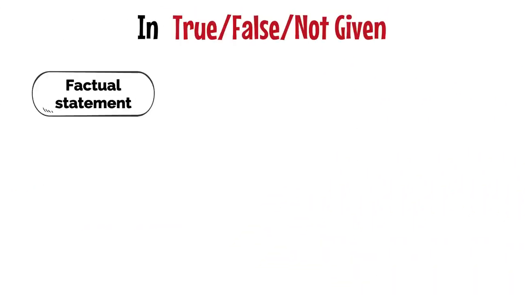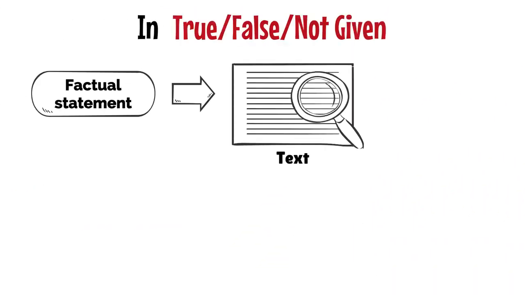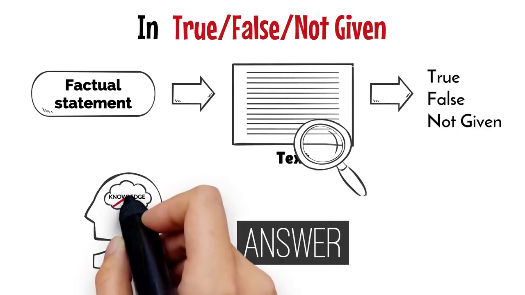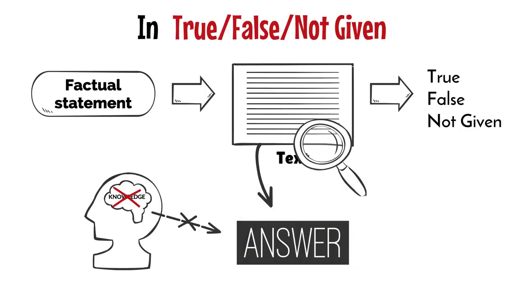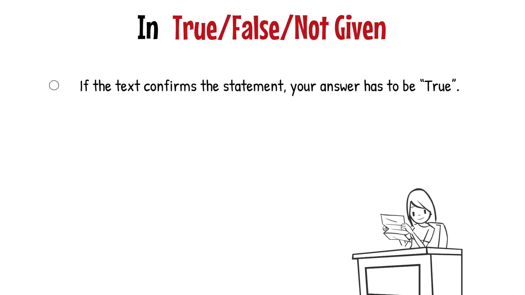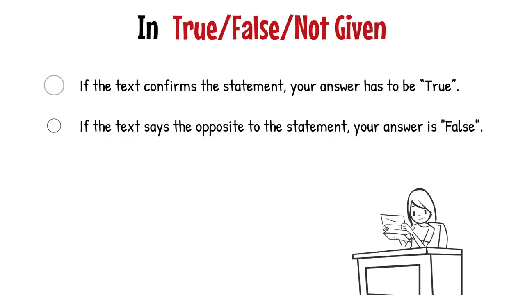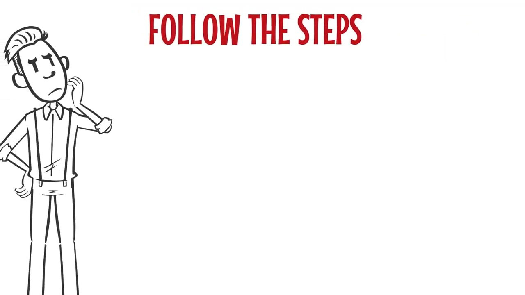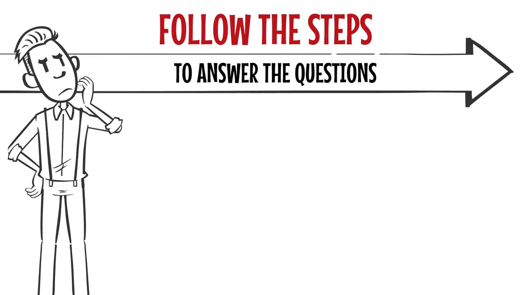In true, false, not given, you're given factual statements and you have to check in the text if it's true, false or not given. It is important not to use your own knowledge to answer the questions. The answer must come from the text. If the text confirms the statement, your answer has to be true. If the text says the opposite to the statement, your answer is false. If it's impossible to know from the text if the statement is true or not, your answer will be not given.